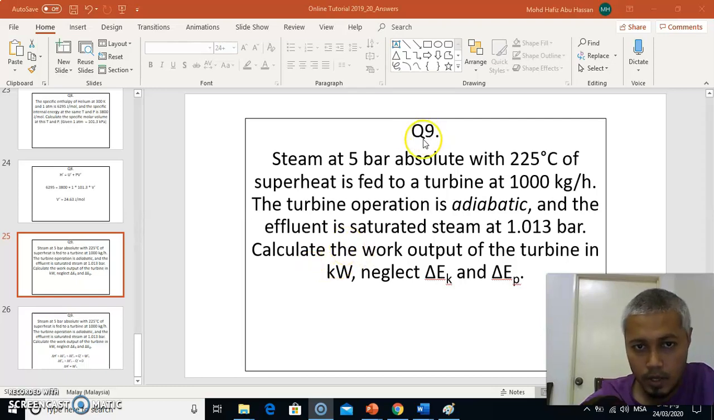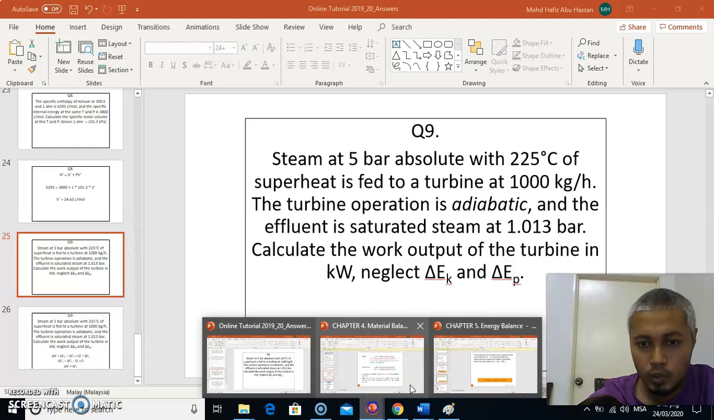Now we go to question number 9. Steam at 5 bar absolute with 2 to 5 degrees C of superheat is fed to a turbine at 1000 kg per hour. The turbine operation is adiabatic and the effluent is saturated steam at 1.013 bar. Calculate the work output of the turbine in kilowatt. Neglect delta EK and delta EP.